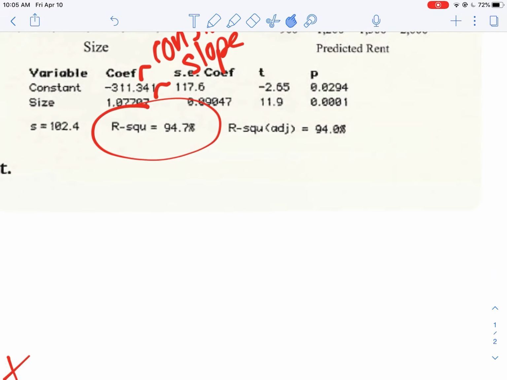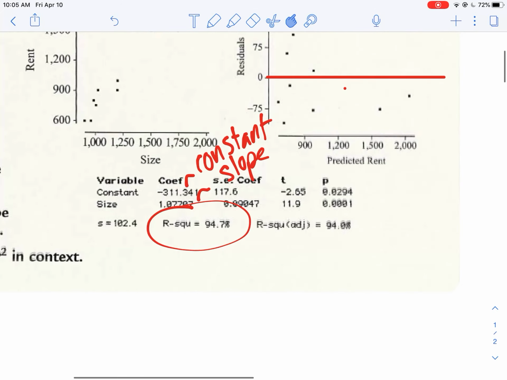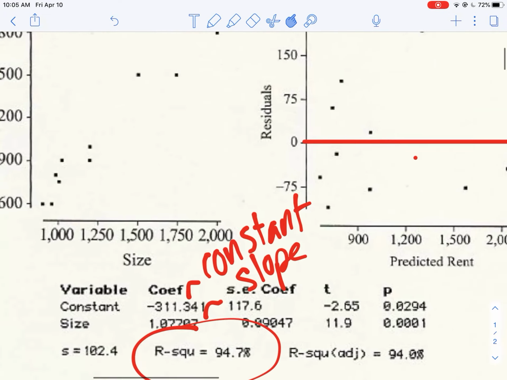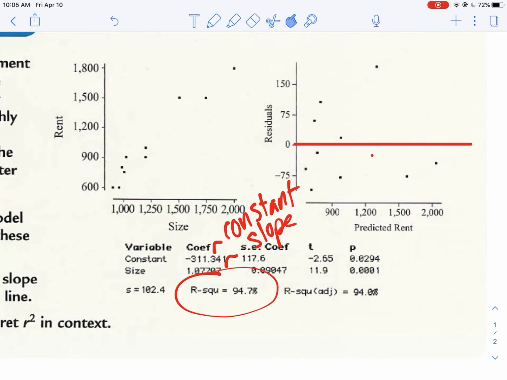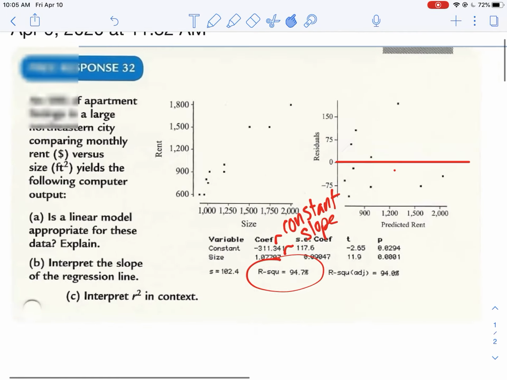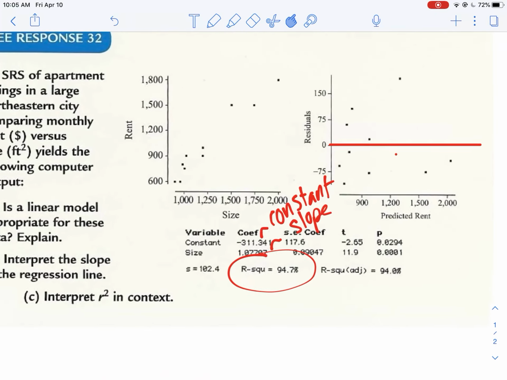And then lastly, we have to interpret R squared in context. Now, R squared is the percent of values accounted for by your least squares regression line. So what I can say is that 94.7% of my data is accounted for by my least squares regression line. So ultimately, that's why I get this really strong linear pattern, because about 95% of my data is accounted for by that, which means it's accurately predicted by my least squares regression line. So ultimately, that's how I'd answer these questions.